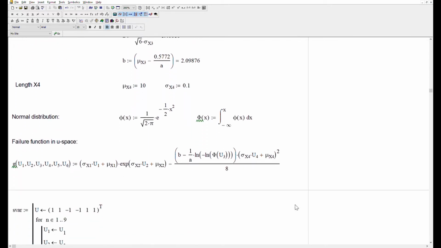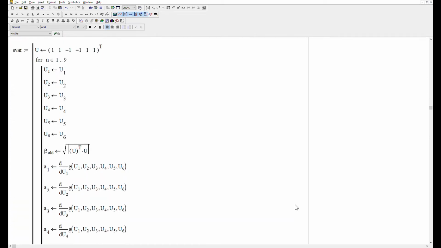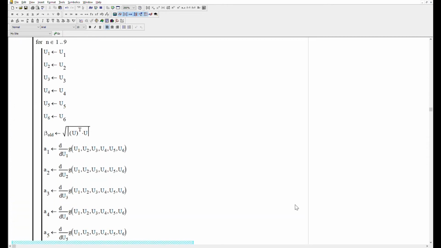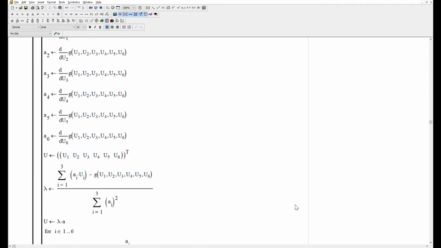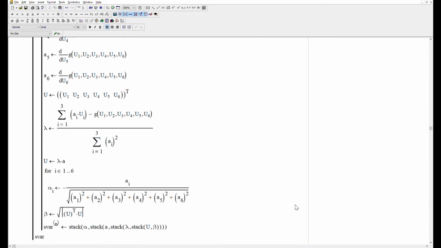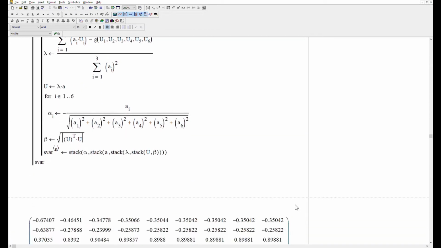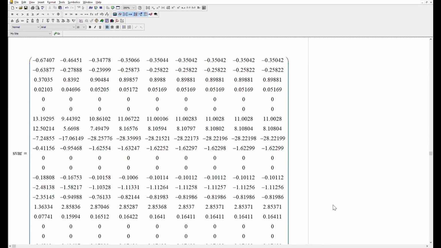Then we have a program in MATHCAD that is iterating a solution for the beta value, finding a solution where the distance between the origin and the failure surface is minimized. And after the program has done its work, this is the result we are getting.